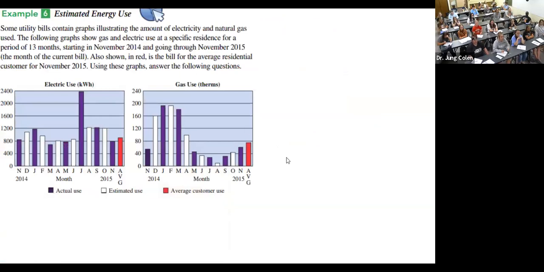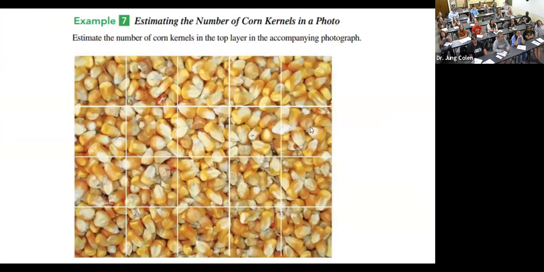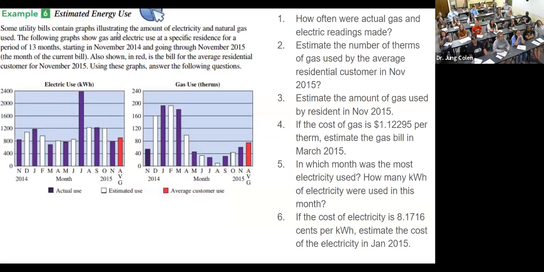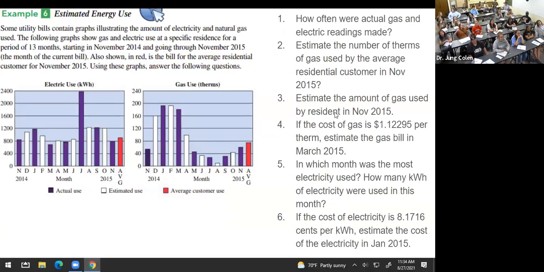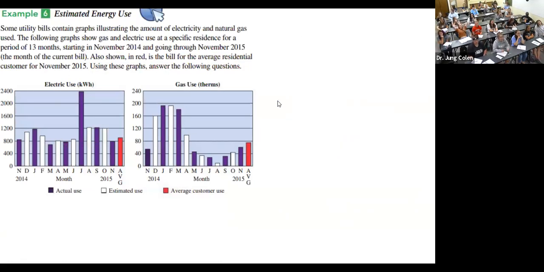Okay. I think this is the last one we can do. Oh no, now really, this is the last one. So this is the second last one. Okay, electric bill and utility bill. This is another real world situation that we can face almost every month. Some utility bills contain graphs illustrating the amount of electricity and natural gas used. The following graphs show gas and electric use at the specific residence for a period of 13 months, starting November 2014 and going through November 2015.